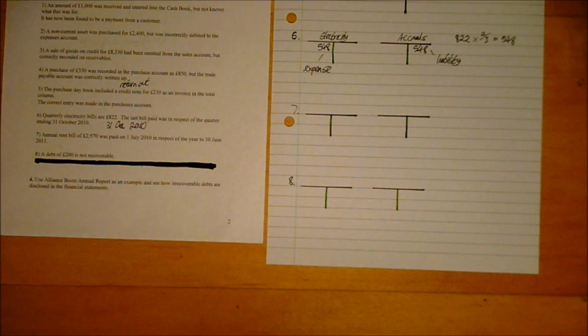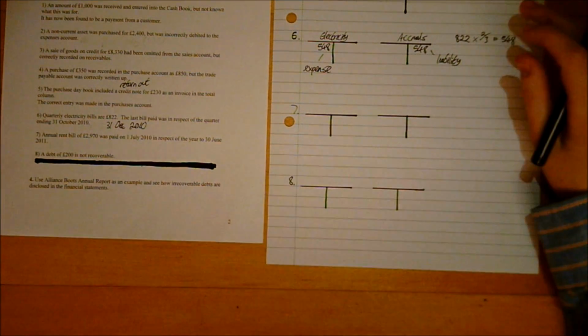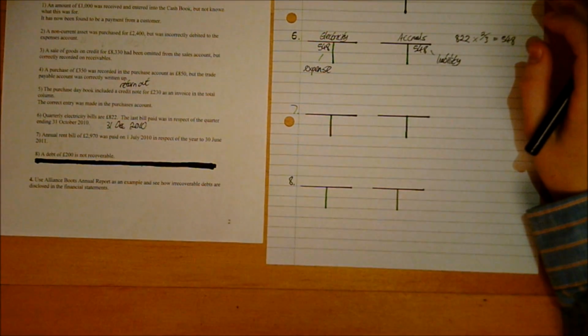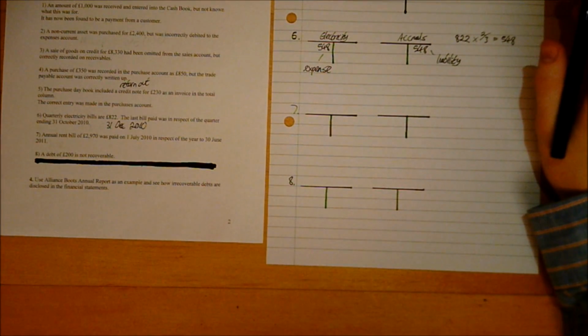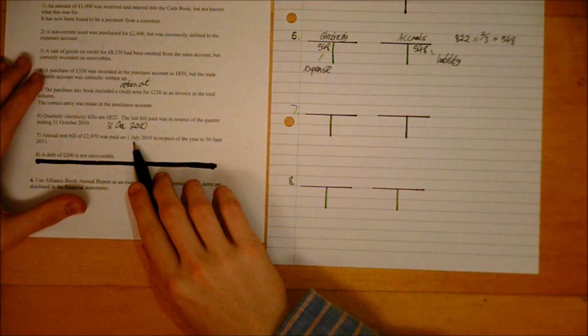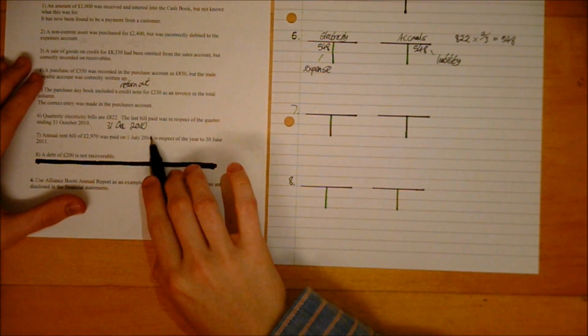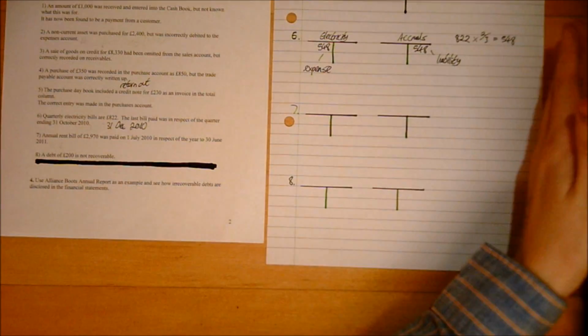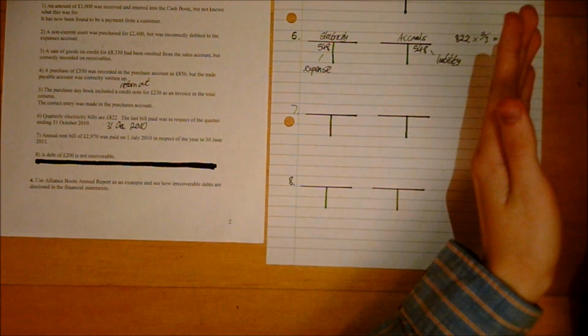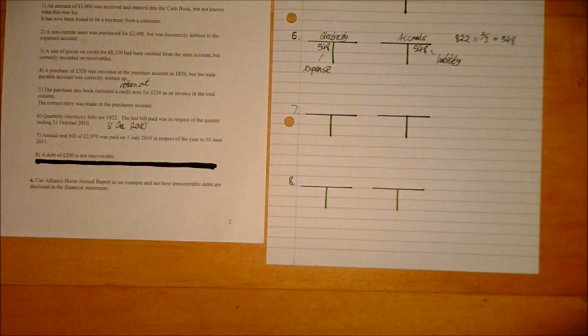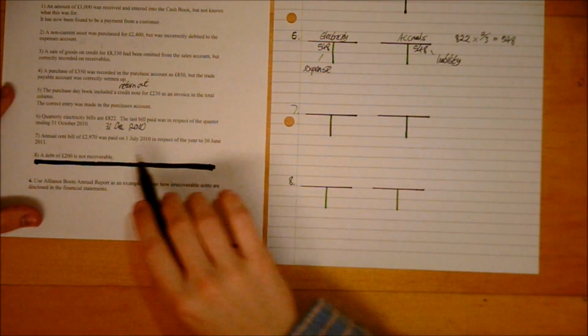Okay, number 7. Annual rent of 2,970 was paid on the 1st of July 2010 in respect of the year to the 30th of June 2011. So it's now the 31st of December 2010. So how much have we prepaid? Because I know we paid from then, 1st of July 2010, past our financial year now. We've paid for something 6 months in advance, the 30th of June 2011.